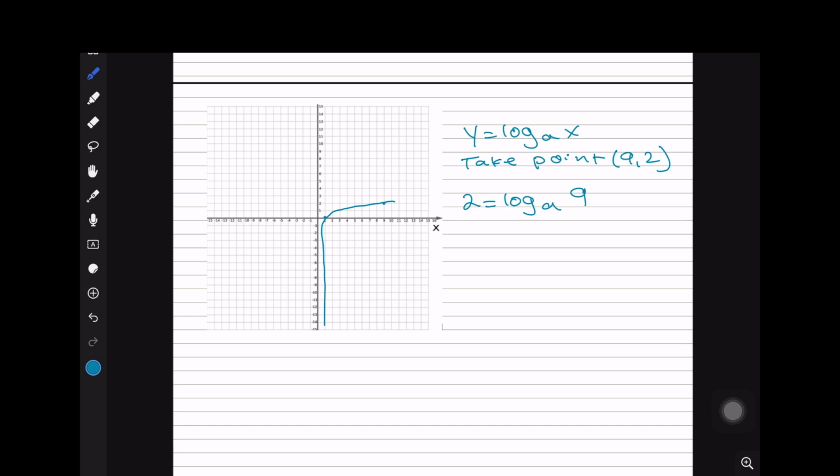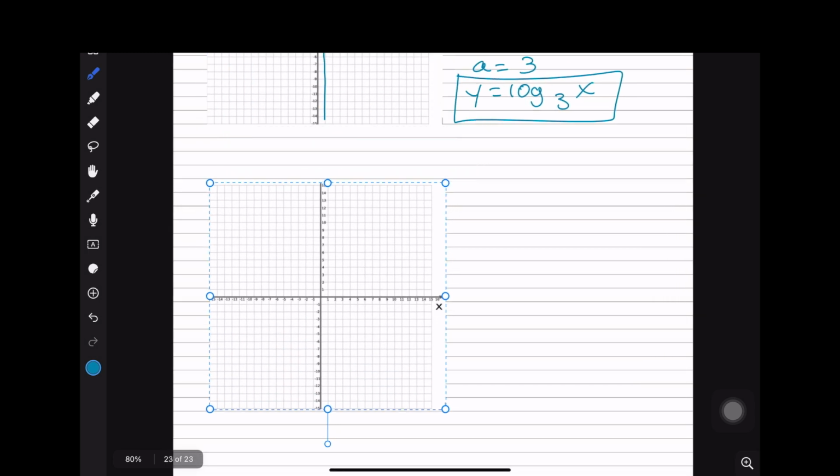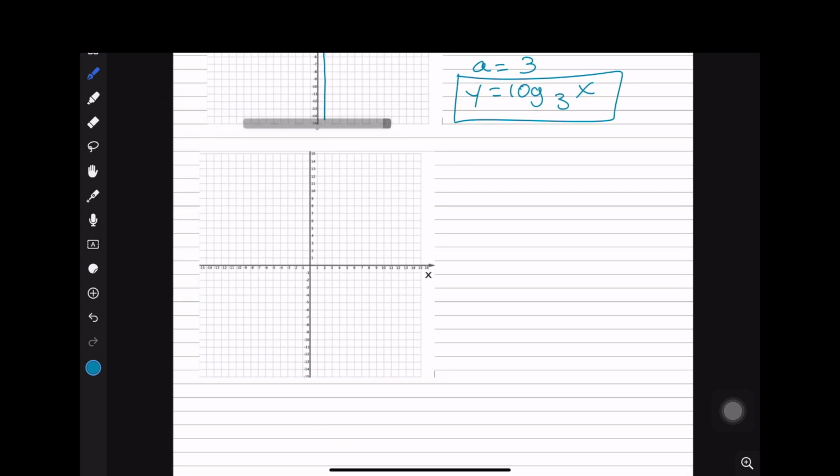And now you want to figure that out by rewriting it as an exponential. So you're going to have a squared equals 9. You're going to square root both sides, and you're going to get a equals 3. So your final equation should be y equals log base 3 of x. And that's how you figure out the equation for logs.